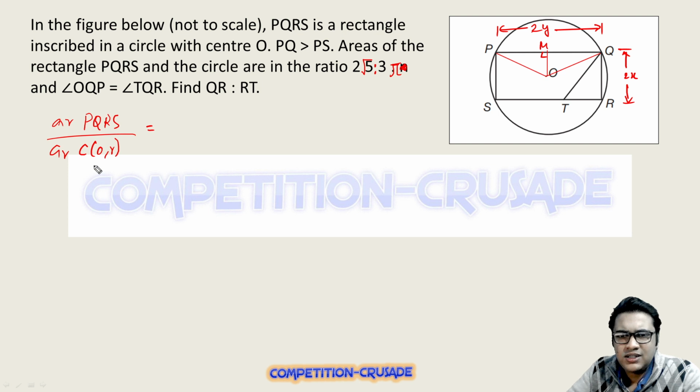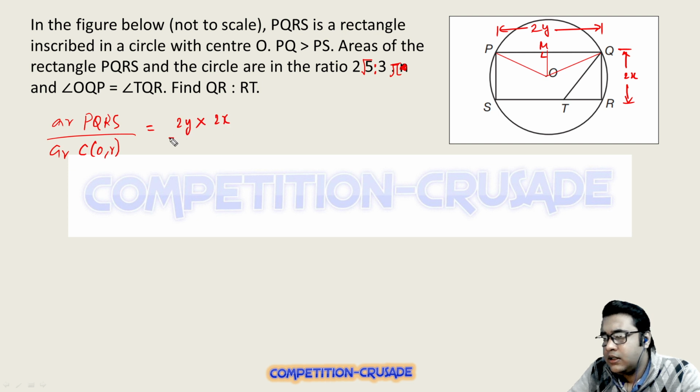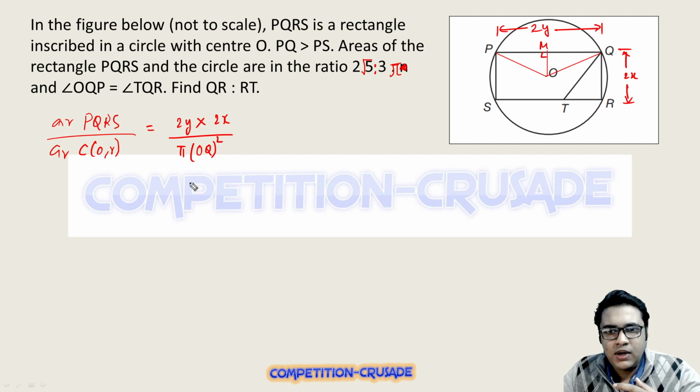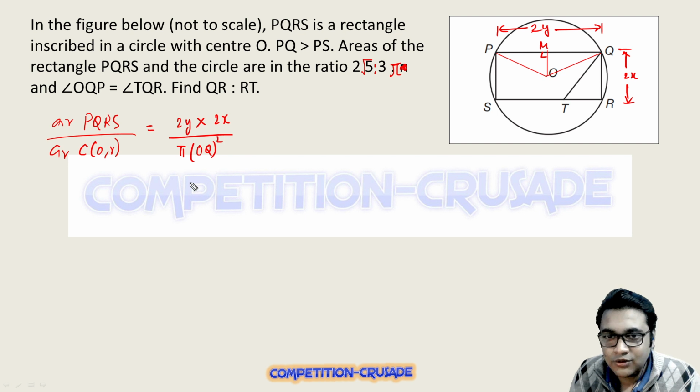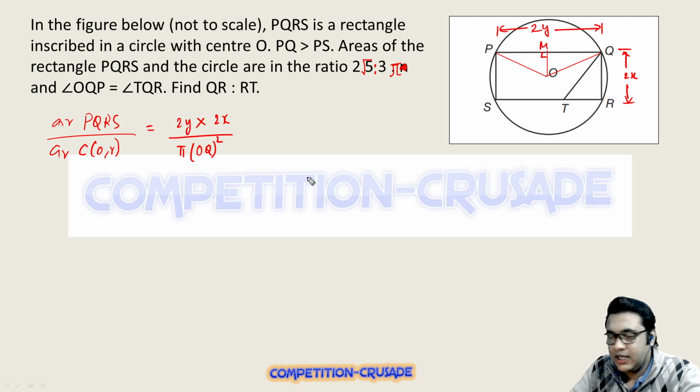Now please don't pay attention to the CR, it's just a representation. PQRS is as good as 2y into 2x. And we all know what is the area of a circle, that is pi r square. Now you have to be careful. I am going to write OQ square right now. And for the ones who are a little smart, they just want to get ahead of me, so you already have figured out. I know what you are going to say. So don't worry. I am going to get there.